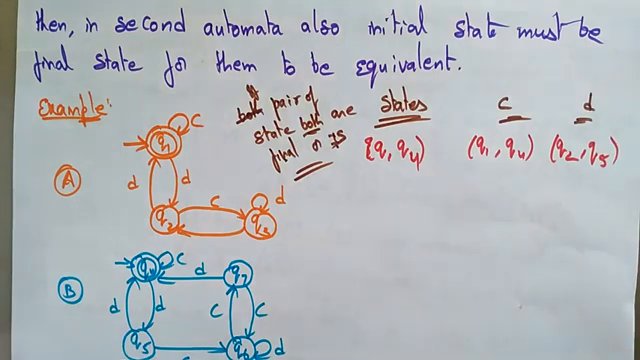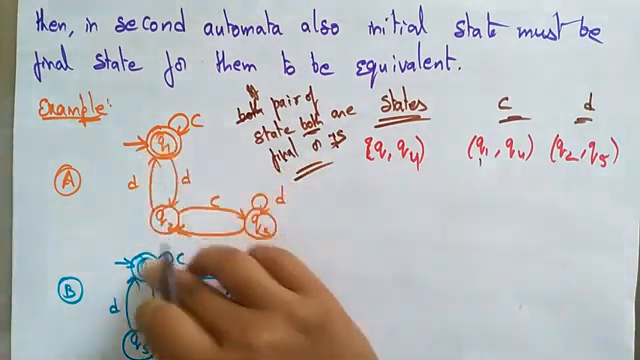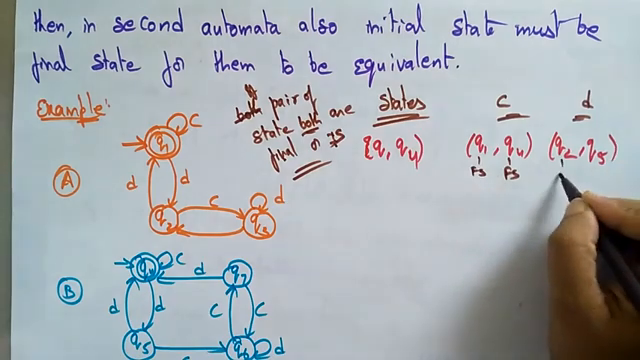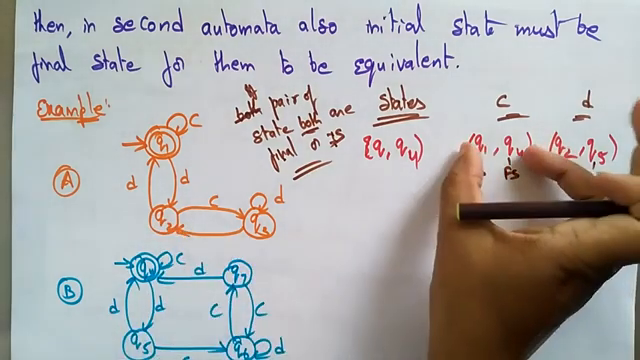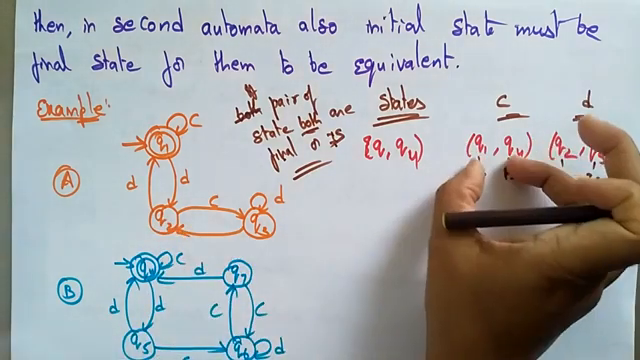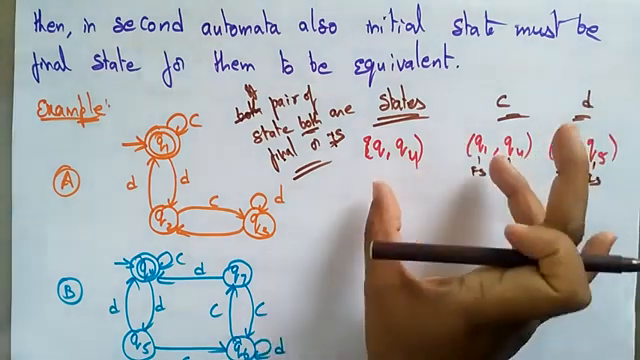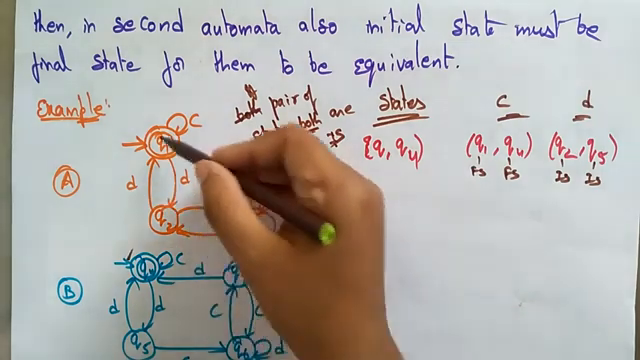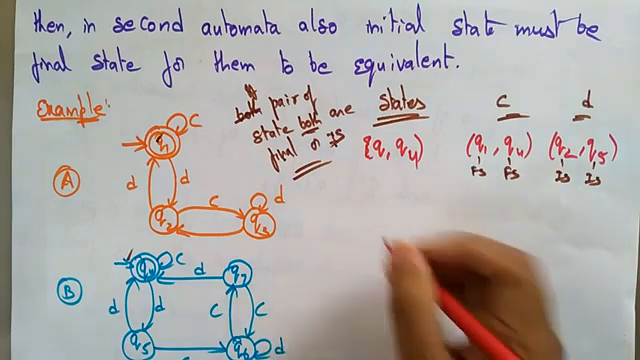So here what do you understand? Q1 is the initial state as well as the final state, and Q4 is the initial state as well as the final state, and Q2 and Q5 are the intermediate states. Means both the states are either final states or intermediate states. So then you can say the Q1 and Q4 are equivalent. So these two confirm that the two automata are equivalent. So let me check with another pair.